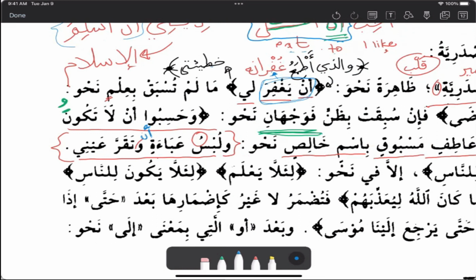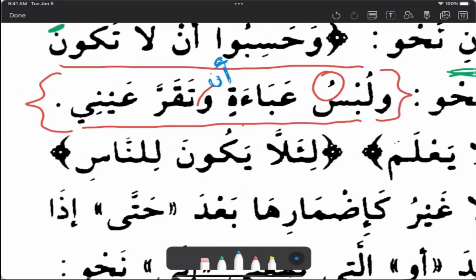Here, N is mudmaratun jawazan. Meaning you could say it and it wouldn't be wrong, and you could hide it and it wouldn't be wrong. Now, in this line of poetry, you need to keep the beat, so you're going to take it out, or else you're going to ruin the flow.